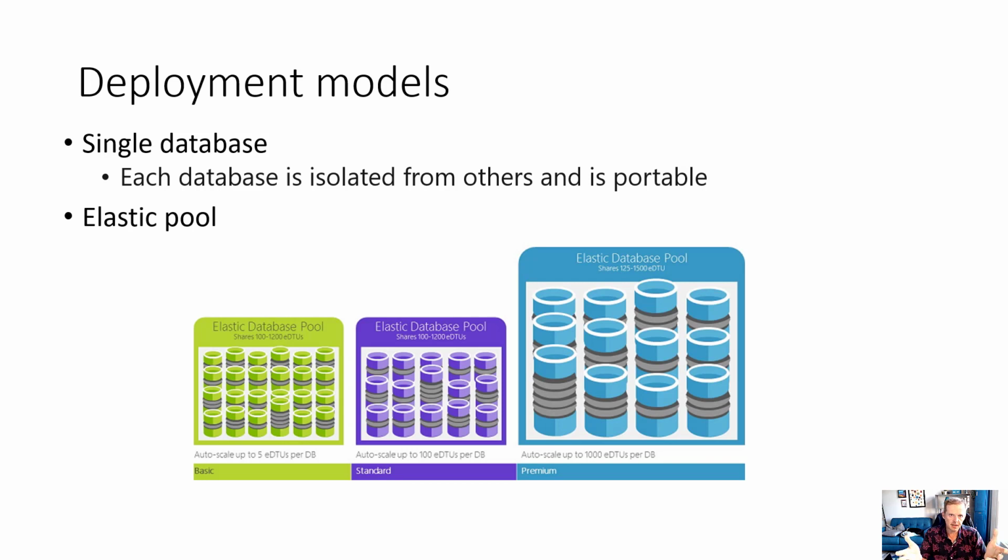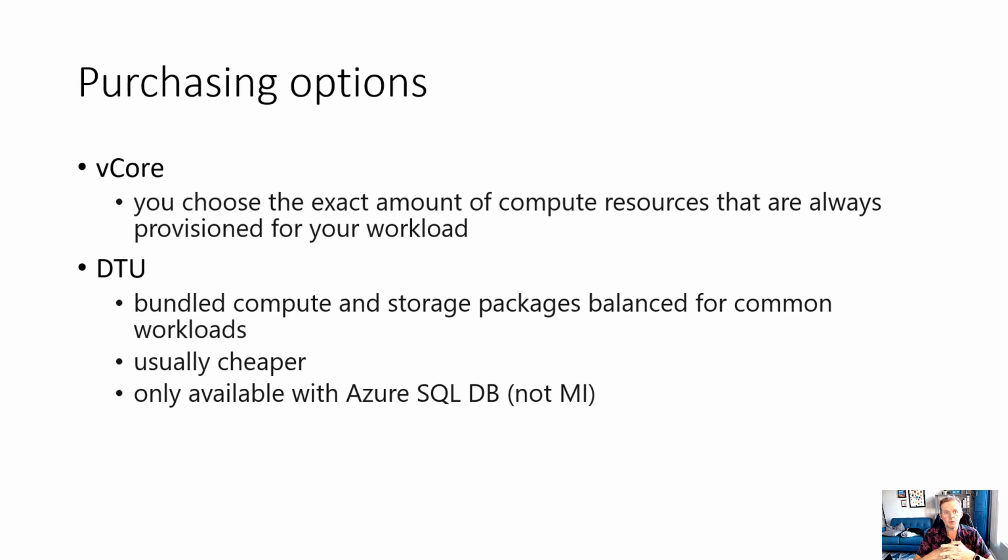Well, if you only have one database, just use a single database. If you have a bunch of databases and you know their load, you know what they need, then you don't need Elastic Pool. But if you have a whole bunch of databases and you're not sure what they need, but they seem to have load patterns that complement each other, meaning some are used during the day, some are at night, they never seem to be really busy at the same time, then you might really want to consider using Elastic Pool.